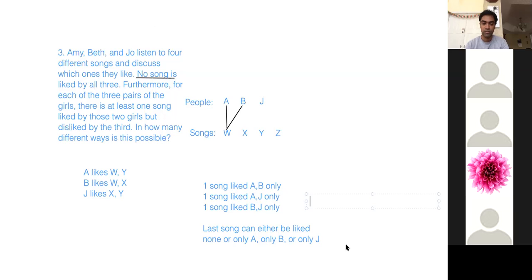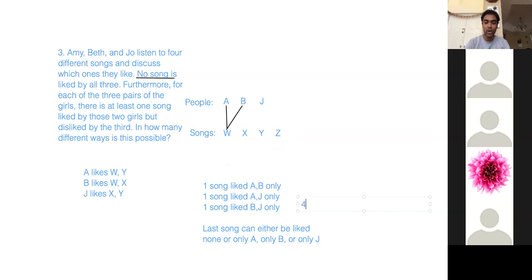Can you repeat the question, please? Sure. I know that I want to have one song that's liked by A and B. I know I want one song liked by A and J, one song liked by B and J, and this last song can be any of these cases, right? So I have 4 songs to start off with. How many choices do I have to pick the song that A and B like? It could be any of the songs, right? Yeah, 4. Okay, 4 choices.